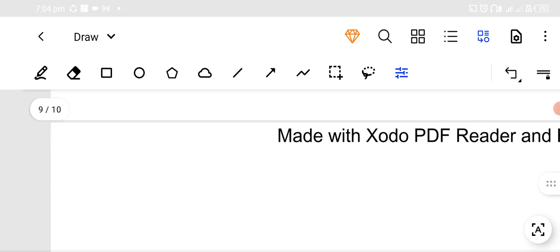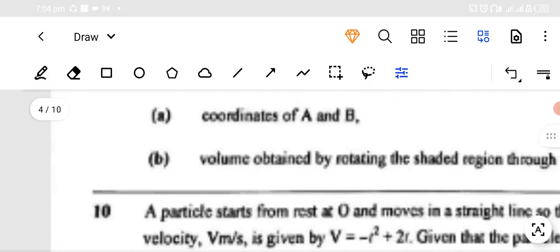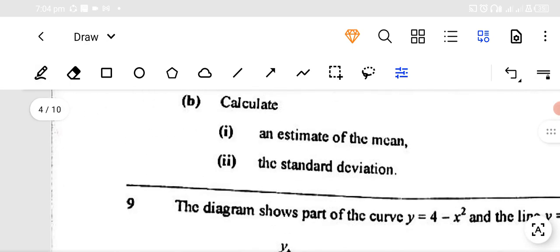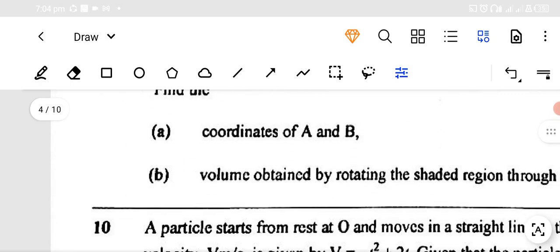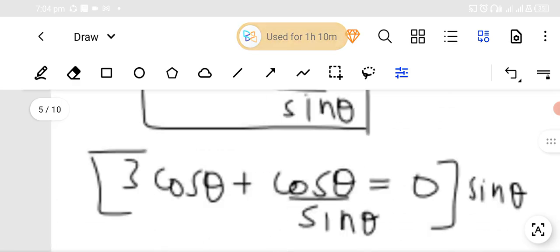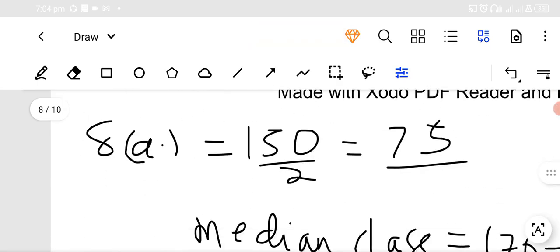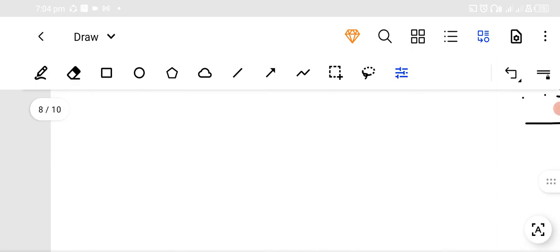So this is question 9A. Is this just A1 or just A? So question 9, yeah, just A. Coordinates of A, where they intersect, and B, the point on the y-axis for the curve. y is equal to 4 minus x squared and y is equal to 3.